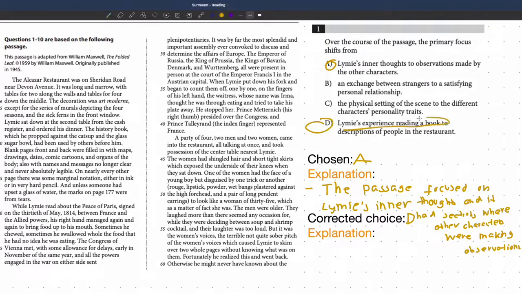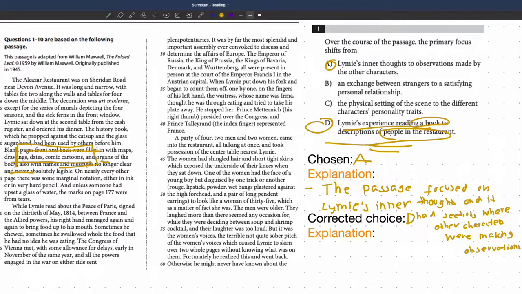Choice D is Limey's experience reading a book to descriptions of people in the restaurant. Limey actually talks about his experience reading a book, which is a history book, and he describes it in the first paragraph here: "Blank pages front and back were filled with maps, drawings, dates, comic cartoons, and organs of the body." So it is evident from lines 12 to 15 that Limey was describing his experience with his book. Therefore, D seems to be the correct answer.